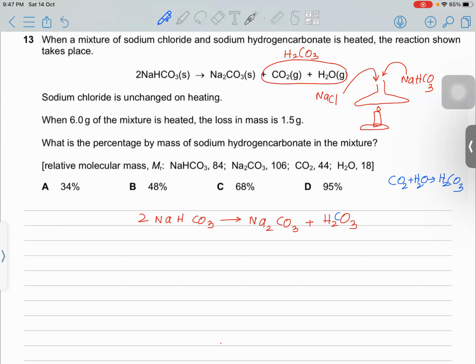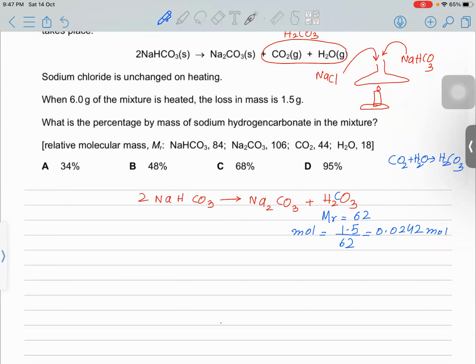Can you find the Mr of H2CO3? Sir, it's 62. Now find the mole of H2CO3. 1.5 divided by 62. Yes. 0.0242. 0.0242 mole, right?